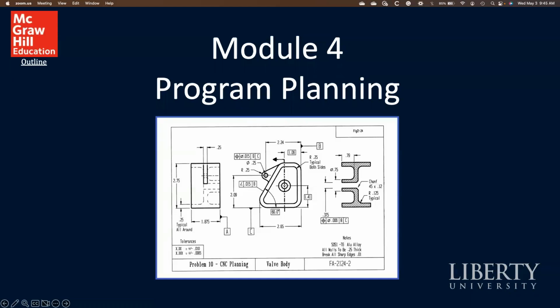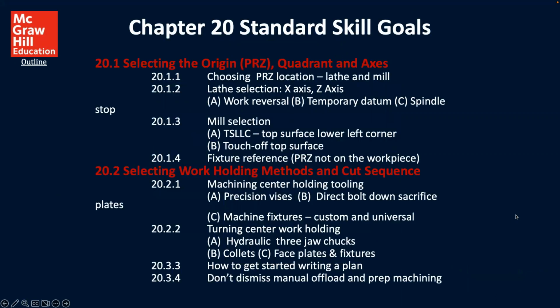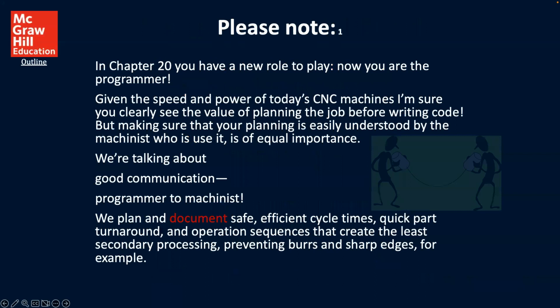Well, welcome back. We're now into Module 4, where we're going to be talking about program planning. So let's go ahead and get into this material here. Let's first of all give a tour. There's basically two sections that we'll be covering here. The first will be selecting the origin, the PRZ, the quadrants, and the axes. Then we'll break up into the second part, which is selecting the work holding methods and cut sequence.